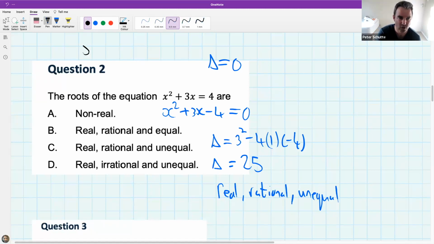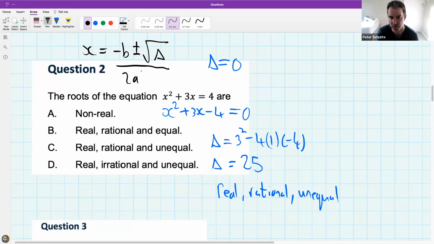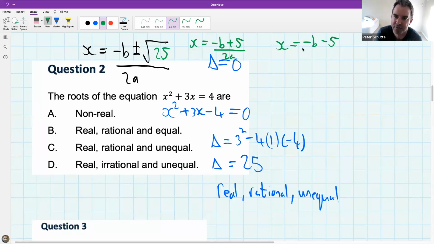And the reason, let me actually show you this. The quadratic formula has this structure, which is minus b plus or minus the square root of delta over 2a. If delta is 0, then plus or minus 0 doesn't make a difference. So that's why the only time the roots are the same is when delta is 0. The moment delta is greater than 0, so in this case it's 25, the roots are going to be unequal because you get minus b plus 5 over 2a, and you also have a root which is minus b minus 5 over 2a.